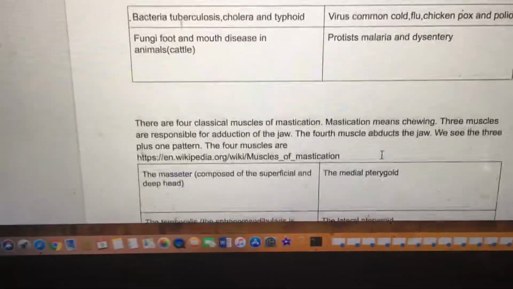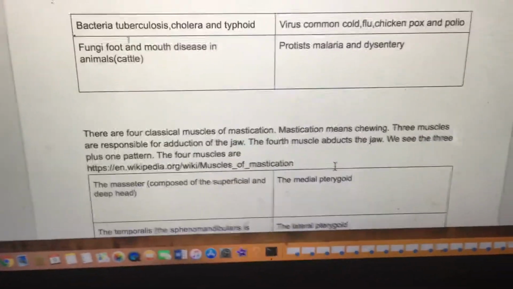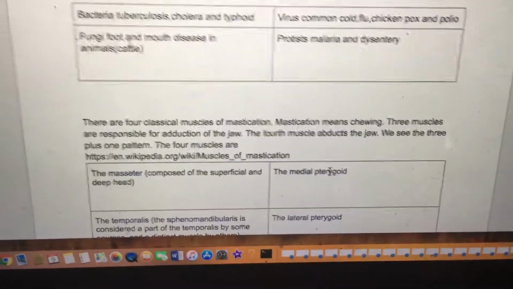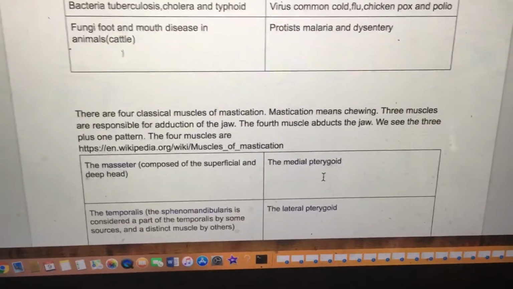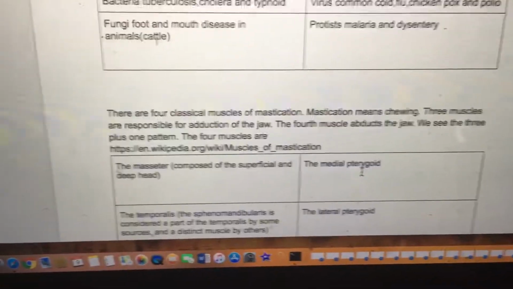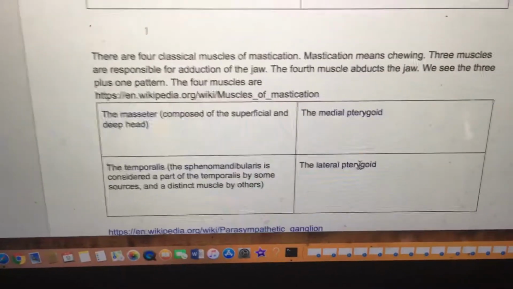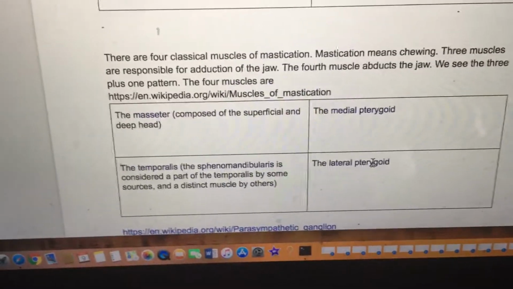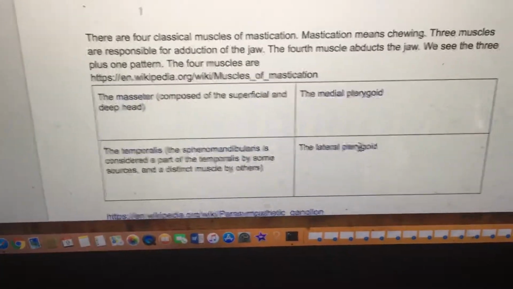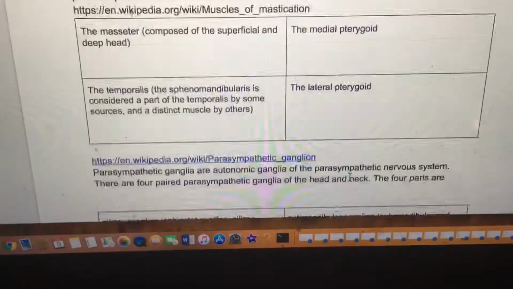There are 4 classical muscles of mastication. Mastication means chewing. These muscles are responsible for adduction of the jaw. The 4th muscle adducts the jaw. We see the 3+1 pattern. The 4 muscles are the masseter, the temporalis, the medial pterygoid, the lateral pterygoid.